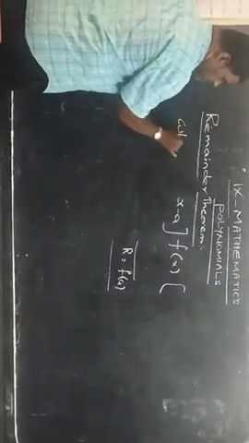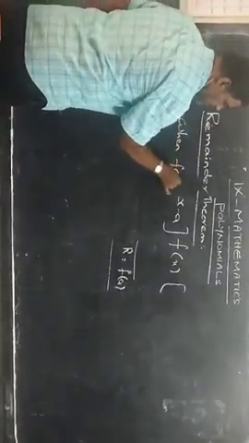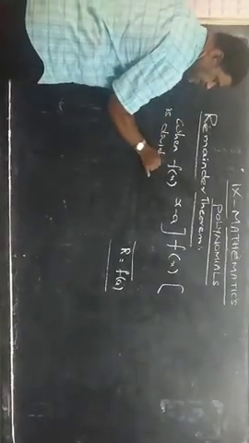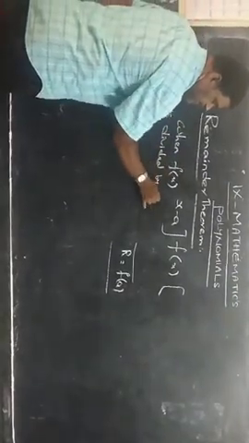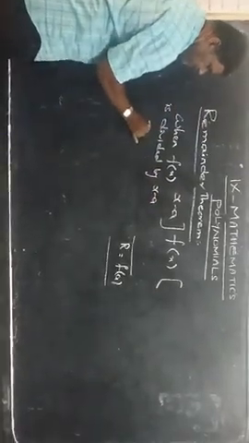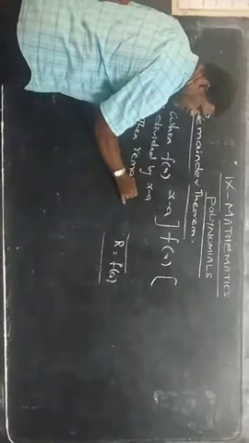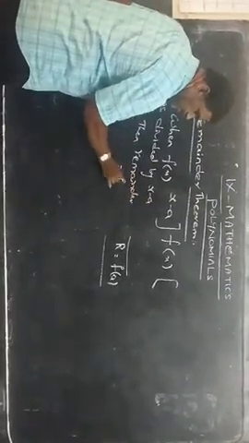So when f of x is divided by x minus a, then the remainder is equal to f of a.